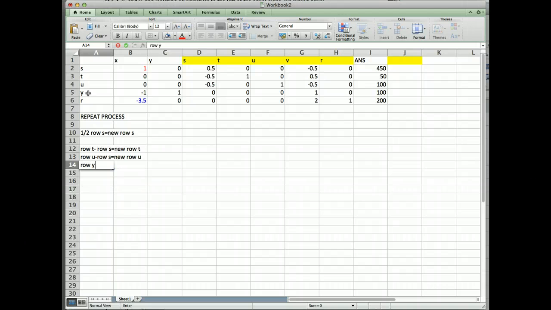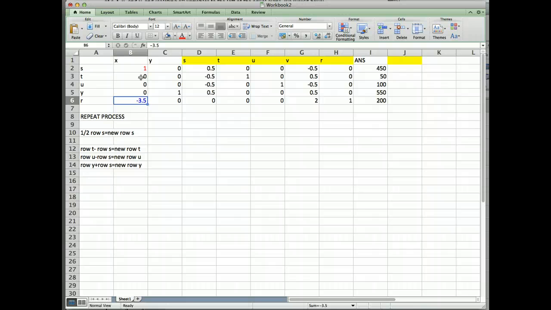Row Y plus row S is the new row Y. What you're going to notice here is they're additive inverses. So if we add them together, we get 0. 1 plus 0 is 1. 0 plus 0.5, 0 plus 0, 0 plus 0, 0 plus a negative 0.5, and 100 plus 450.